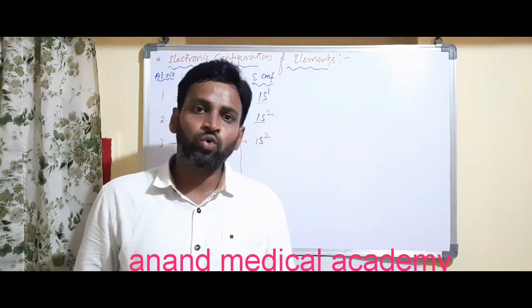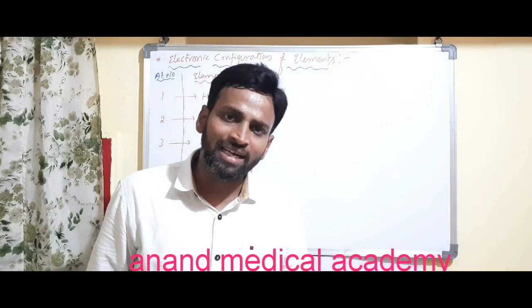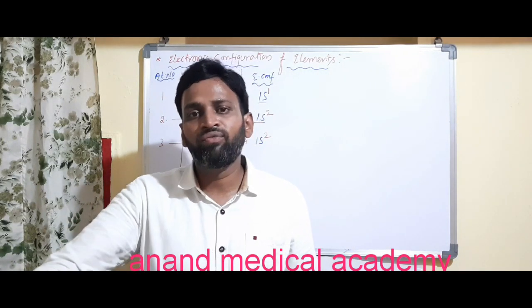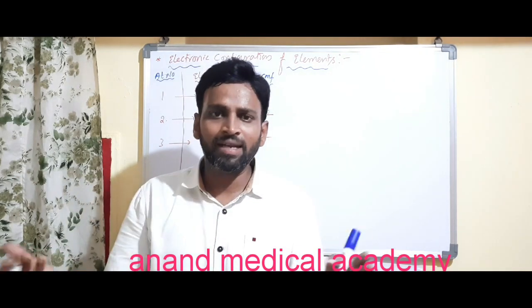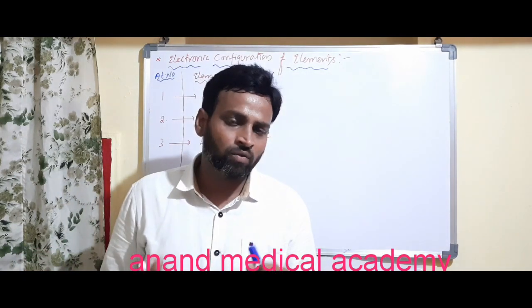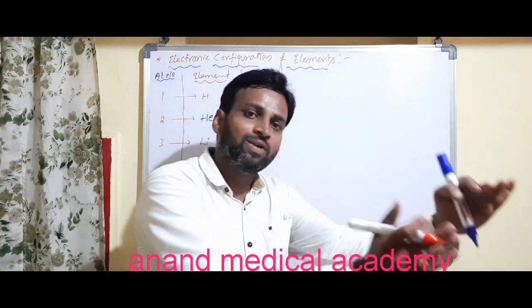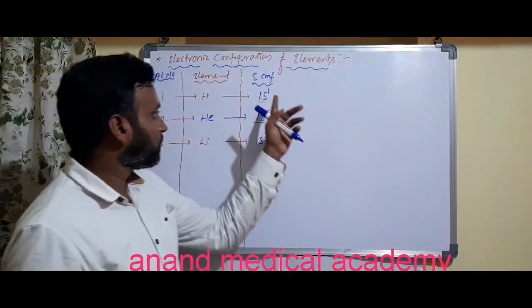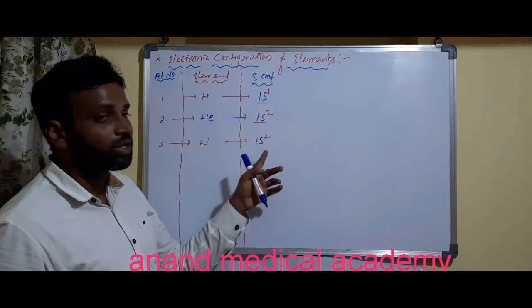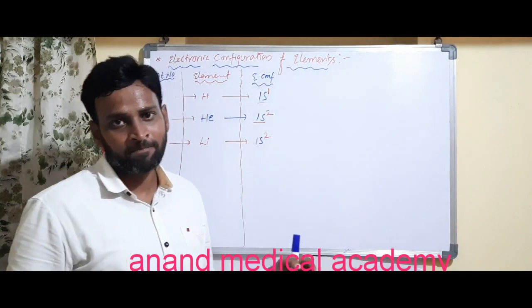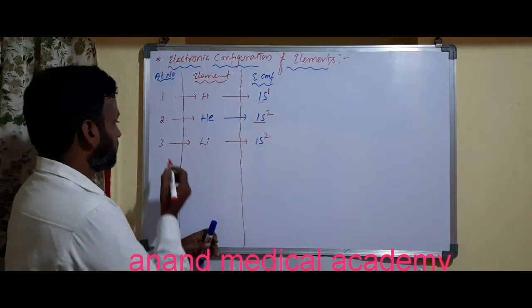Suppose you have two rooms. If one room is filled, then what will you do? You will fill the next room. Suppose you are putting luggage in 2 rooms. First you will completely fill one room, then you will enter the second room. Like that, here first you will fill 1s, after 1s you have to fill 2s. So why is 2s needed here?